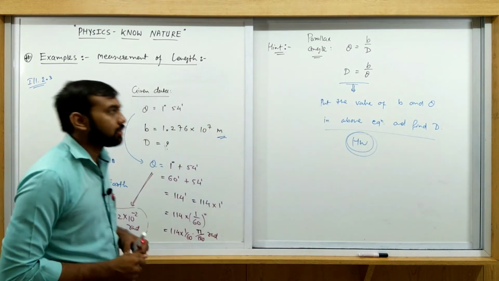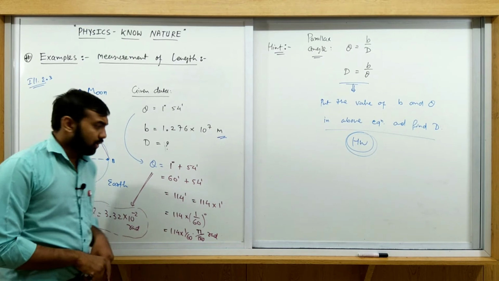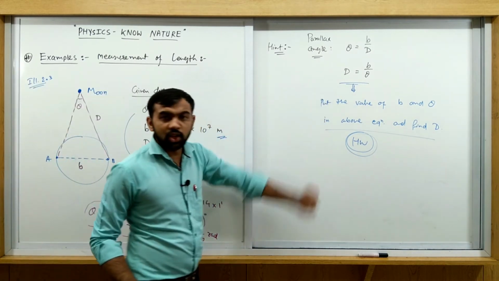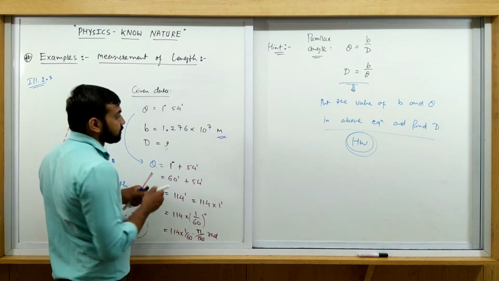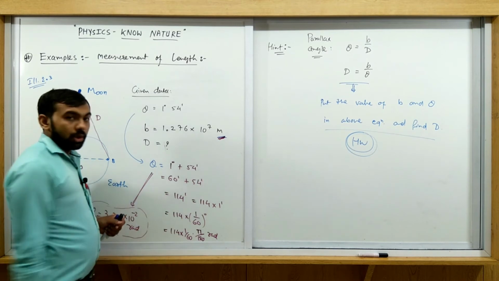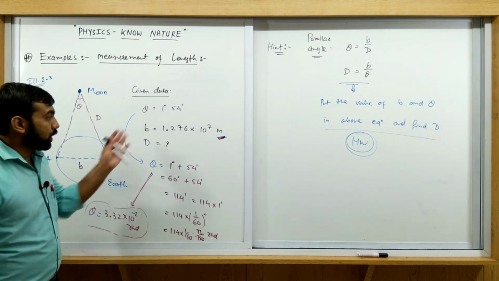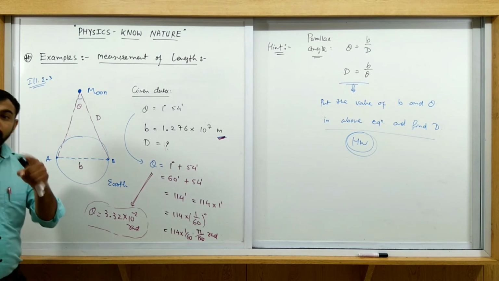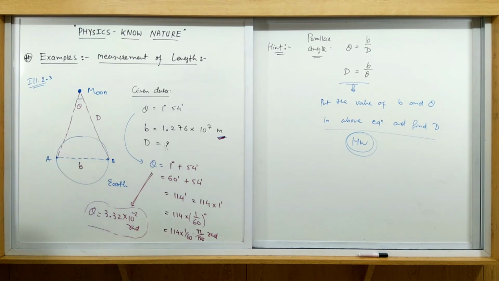Try to solve this example by yourself. Theta is known, B is known. Put both values here, and finally you get this answer in terms of meter. Why meter? Because meter is given to us. All of you must note this example in your books properly with the calculation.